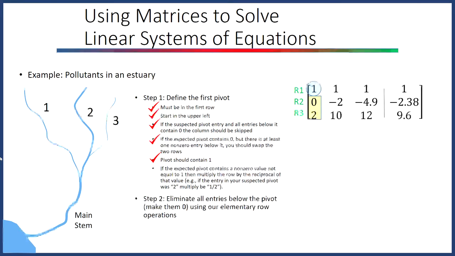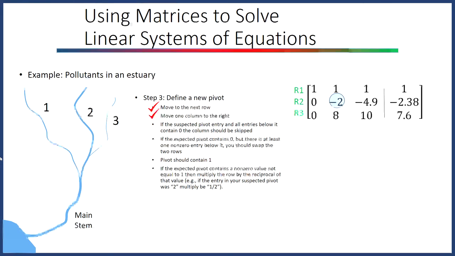Next, we need to get rid of row 3 by subtracting off double row 1, which means subtracting 2 from each element. So that leaves us with 0, 8, 10, and 7.6. And now we've successfully eliminated all entries below the pivot. And it's time to move along to step 3 and find the next pivot.